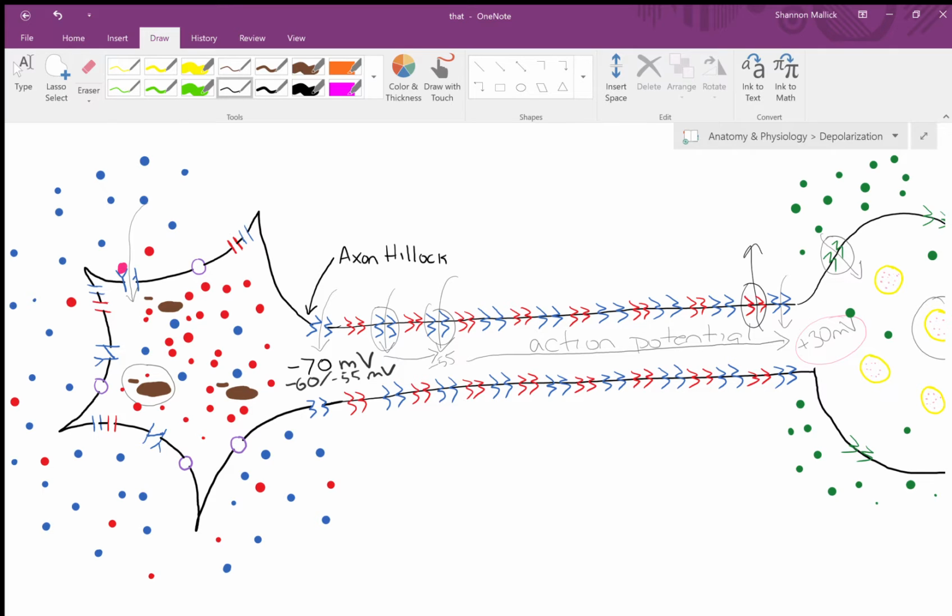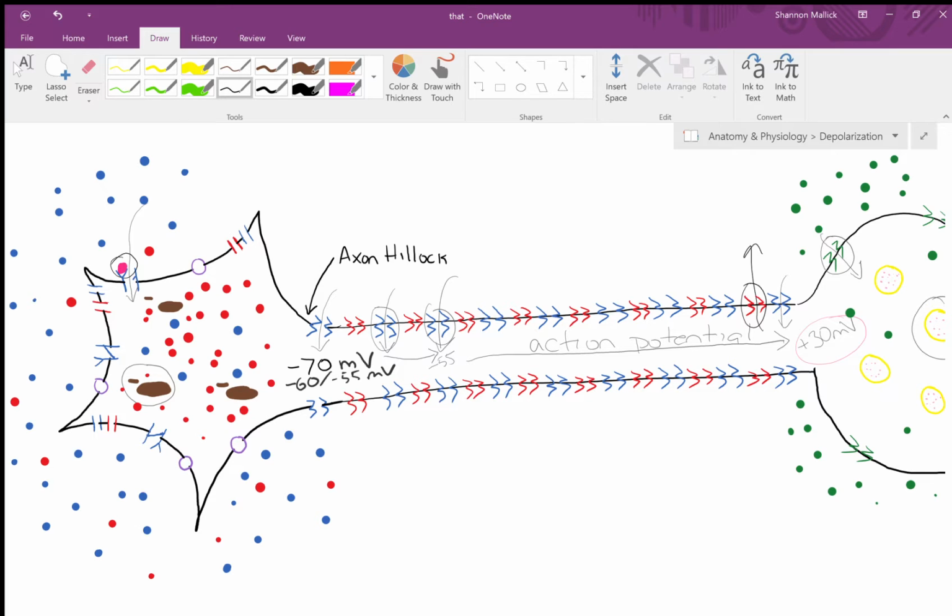The potassium is going down its concentration gradient. Also, at +30 millivolts, the voltage-gated sodium channels close, so no more sodium can rush into the cell. At the same time, this ligand all the way over here is detaching from the ligand-gated sodium channels, so they're going to close as well. And then because the potassium has rushed out of the cell, we're bringing the voltage from positive 30 millivolts back down to negative 70 millivolts, and that's repolarization. And if it goes any lower, it's going into hyperpolarization.